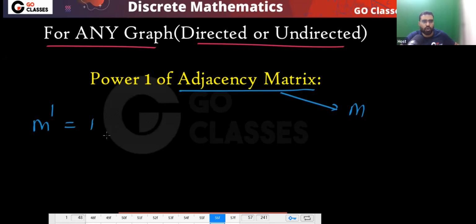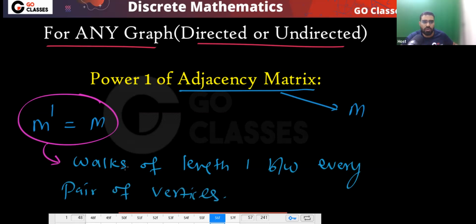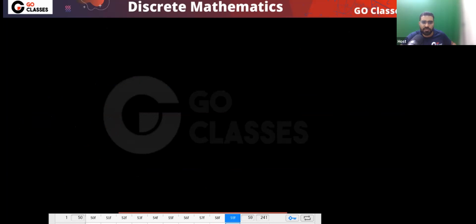Can I say that if you do power 1, you are getting walks of length 1 between any two vertices? Are you getting my point? Basically, this adjacency matrix is giving you walks of length 1 between every pair of vertices. Correct or not? If you do power 1, that is the same as your adjacency matrix, so that is giving you walks of length 1 between every pair of vertices.